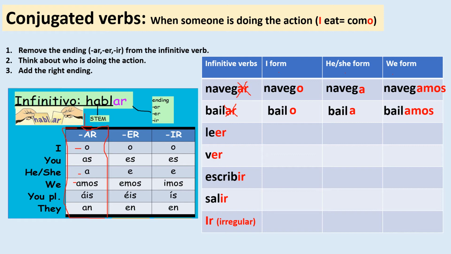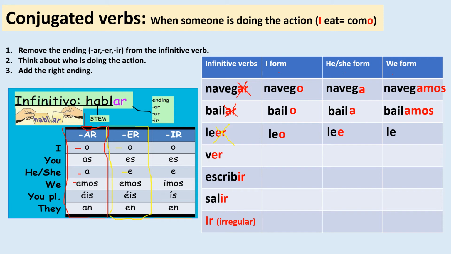And this verb ends in er, so we're gonna use the second column of the conjugation table, this one. So I remove the ending, the er ending, and I'm left with le. So the ending for the I form is O, and I add it to it, and I have leo. I read. Then I'm going to do the same for the he or she form. The ending for the he or she form is E. So it is lee. He or she reads lee.